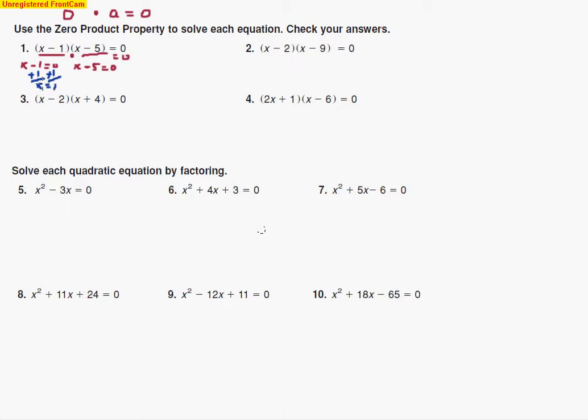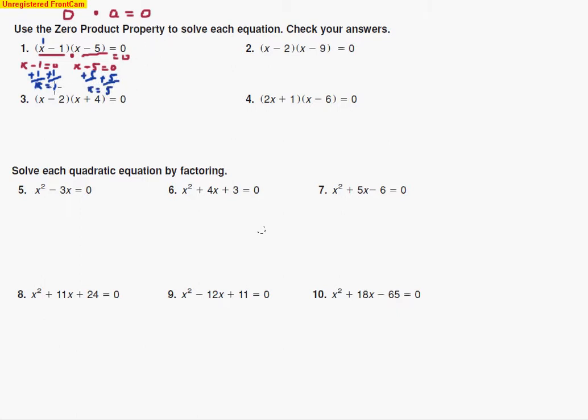And it makes sense because you see, if you plug in a 1 for x right here, 1 minus 1 makes 0. It doesn't matter what this number is, because 1 minus 5 makes negative 4, but 0 times negative 4 is going to equal 0. So that's one of the solutions. Over here, if I add the 5 to both sides, I'm going to end up getting x equals 5. And so those are the two solutions. And you can see how they work.